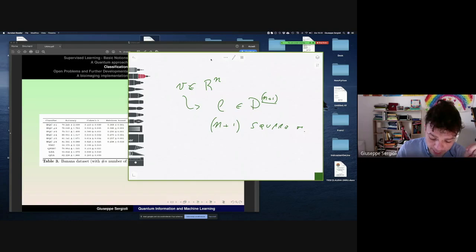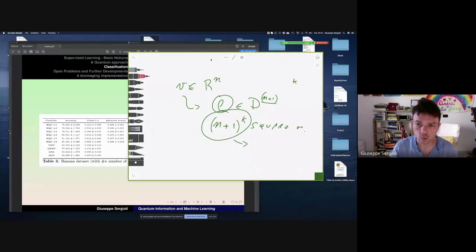If we make the tensor product of this row k times, we have square matrices whose dimension is (n+1) to the power k. This has to be given for each object of the data set. So from a computational point of view, it is quite heavy.